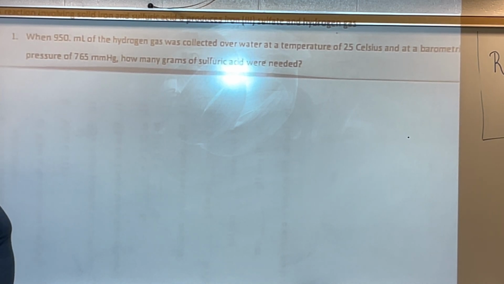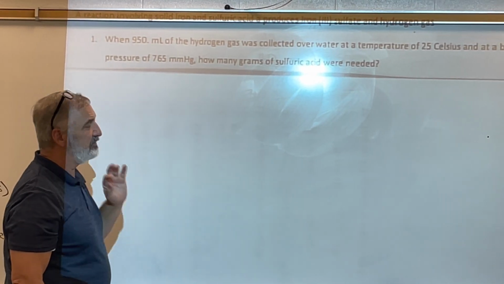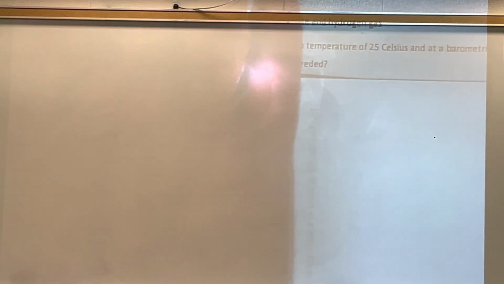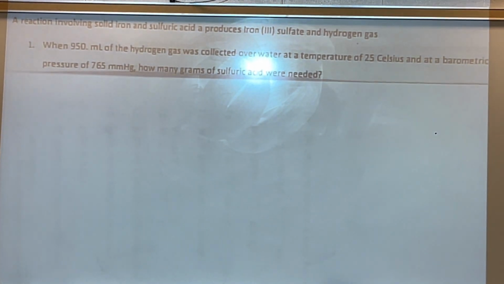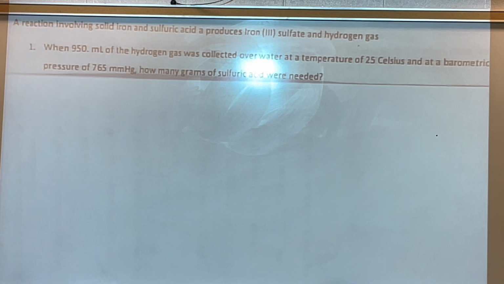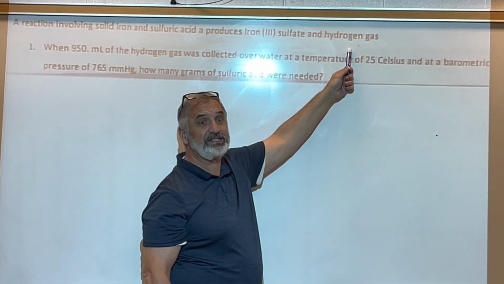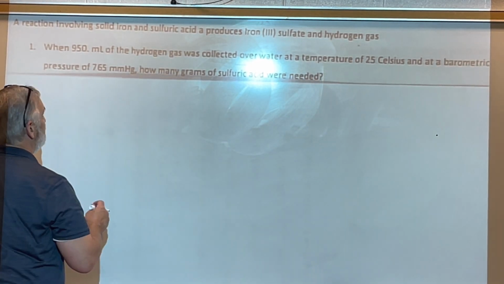It says when 950 milliliters of hydrogen gas was collected over water at a temperature of 25 degrees Celsius and at a barometric pressure of 765. Oh, it helps if we read right above it. You got to know the reaction. It's a stoichiometry problem. You always have to have a reaction. Now, notice solid iron, sulfuric acid. That's the exact same equation we just used. They think it's very creative in their equations.